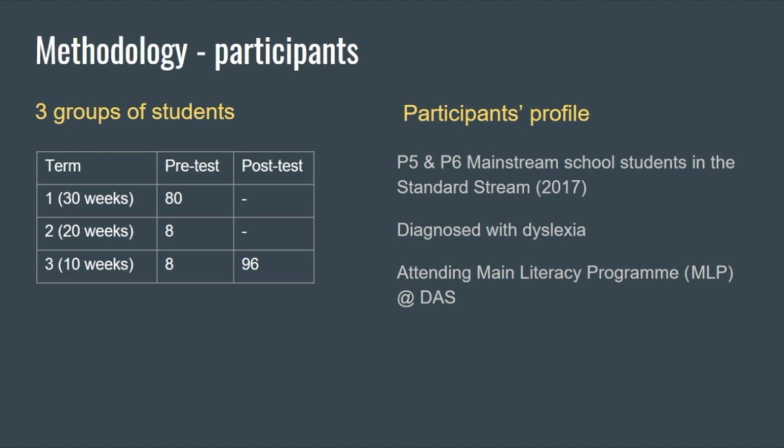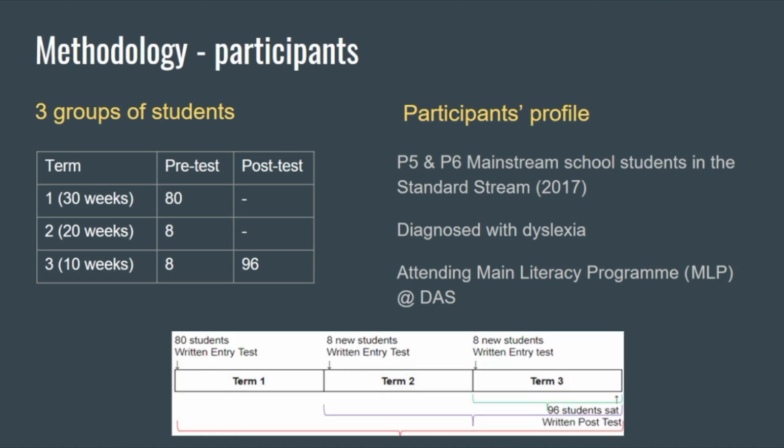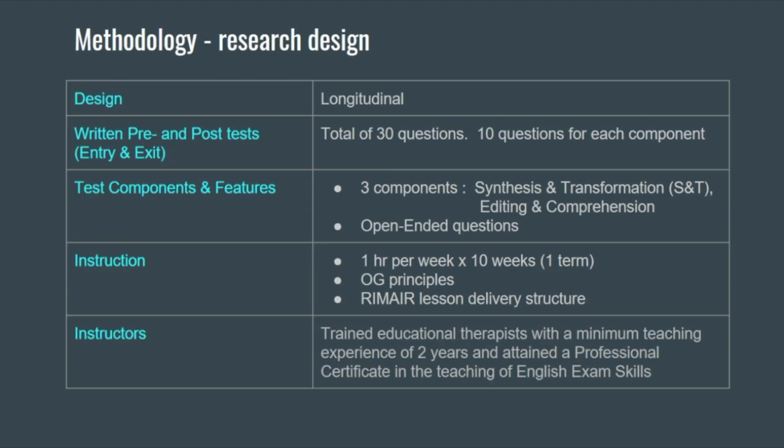The focus of the main literacy program is to support dyslexic learners in the basic literacy, but for us, we aim on top of that to support them with the exam skills, targeting the 3 components that I've mentioned just now. So this is the timeline of our research. It's a longitudinal study, and in the entry and exit test, there are 30 questions, open-ended, so no chance of guessing the answer. And we have allocated 10 questions to each of the components of editing, synthesis and transformation, and reading comprehension.